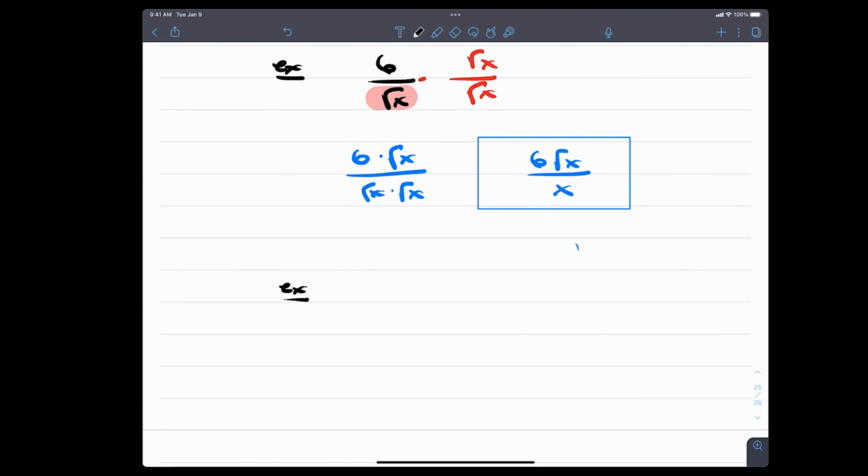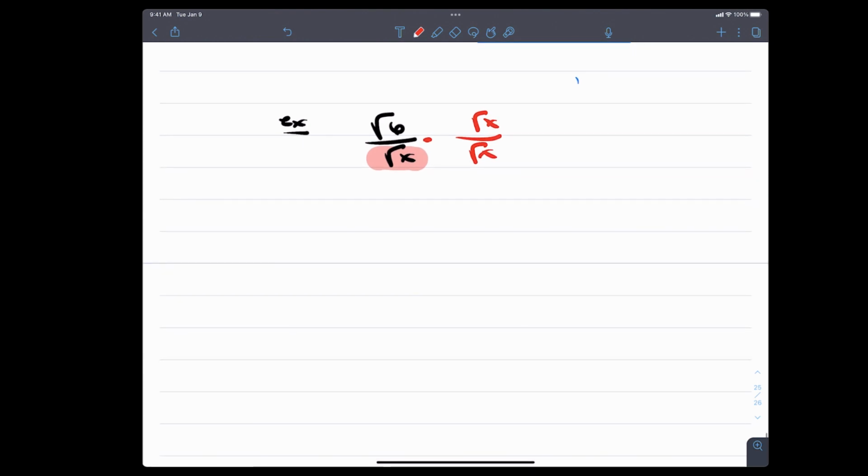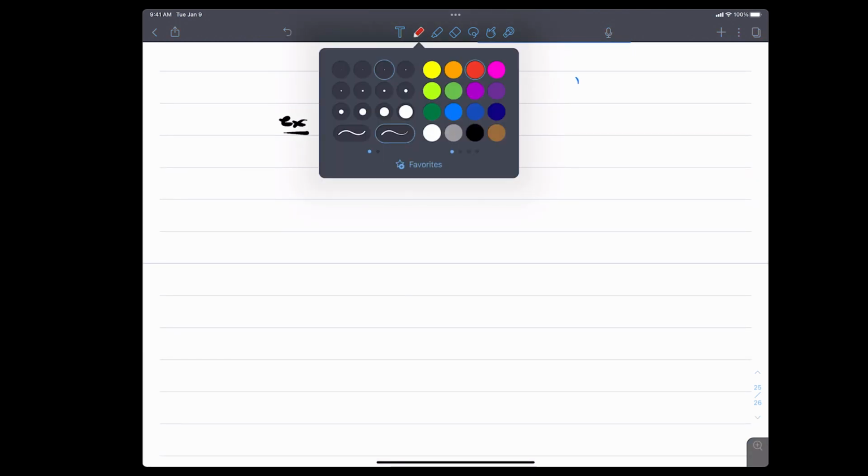What do you guys think? Is that okay? What if you had the square root of 6 over the square root of x? Compare and contrast. So far, it's the exact same algorithm, right? Square root of x, square root of x. Multiply diagonally across again.